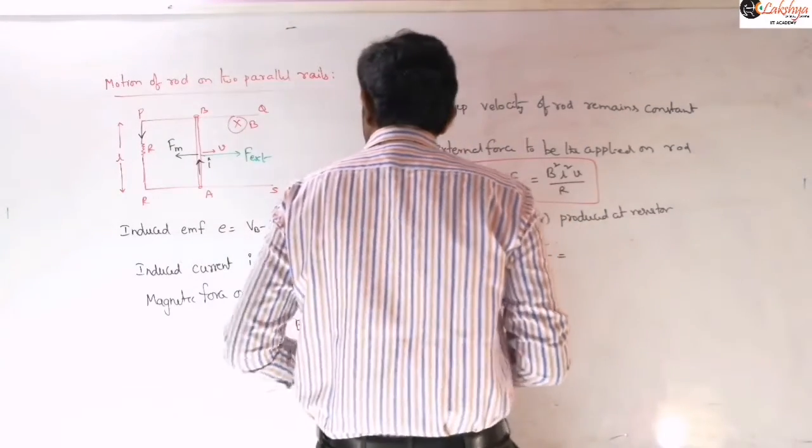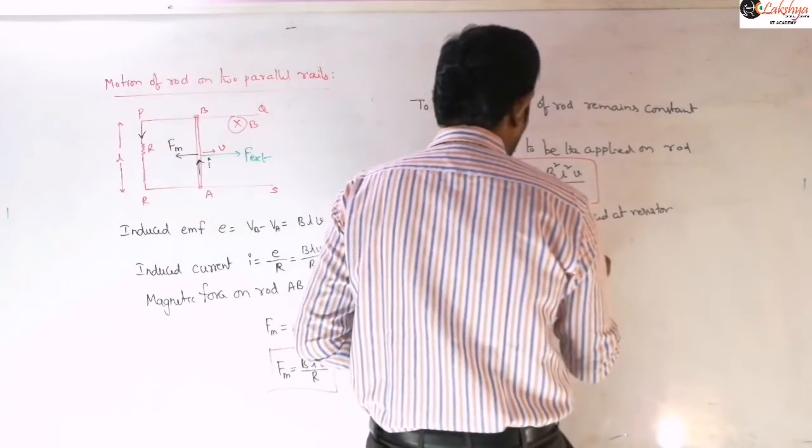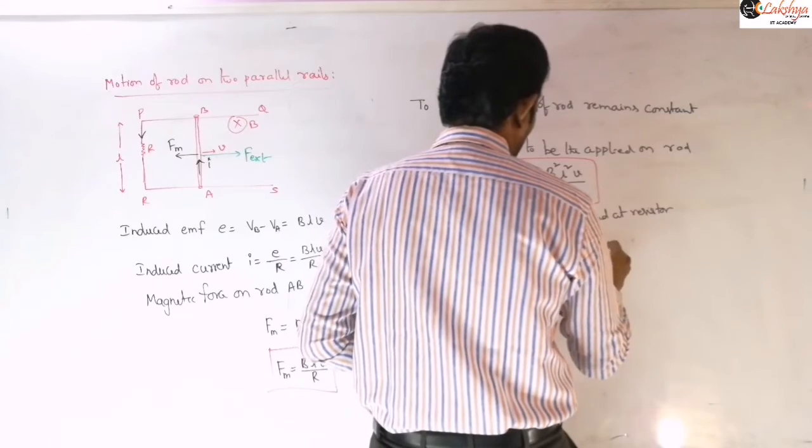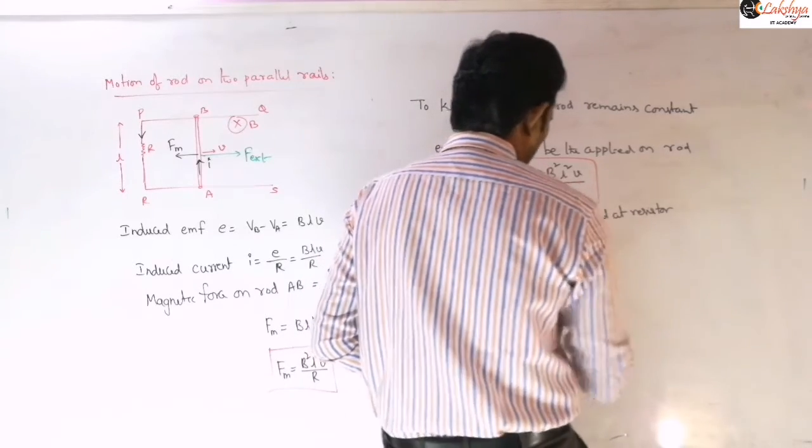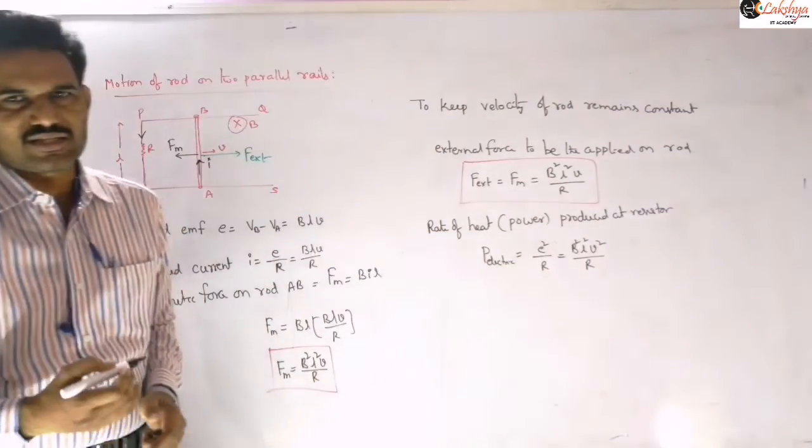By R. Now that E, you can write this expression as B square L square V square by R square. So this is the electrical power which is produced at the resistor.